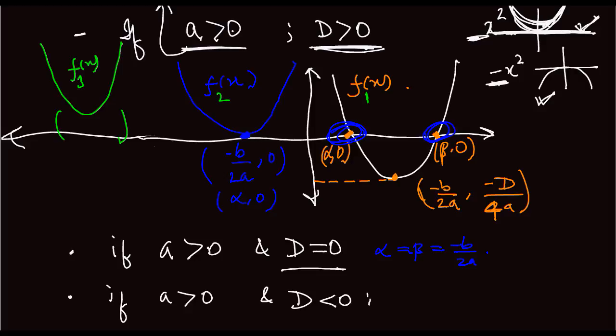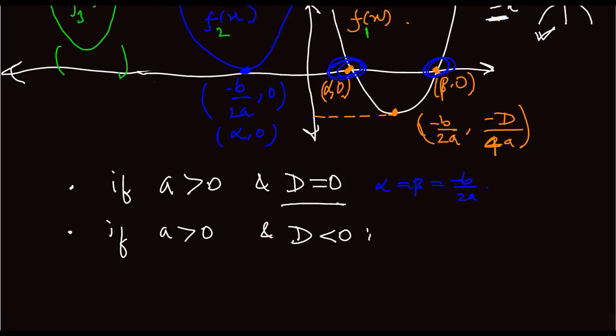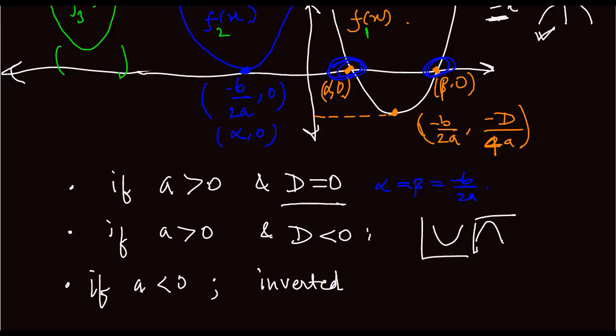has no roots. And if a is less than 0, then d doesn't matter. We will have three cases again, and all these graphs will be inverted graphs. If you have this graph, you just have to invert it. If you have this case, then you will have this case. If you have this case, then you will have this case, only touching at one point but inverted.